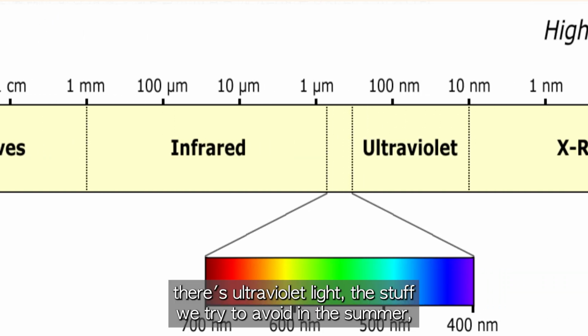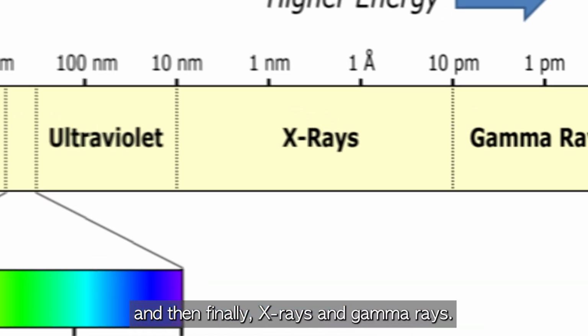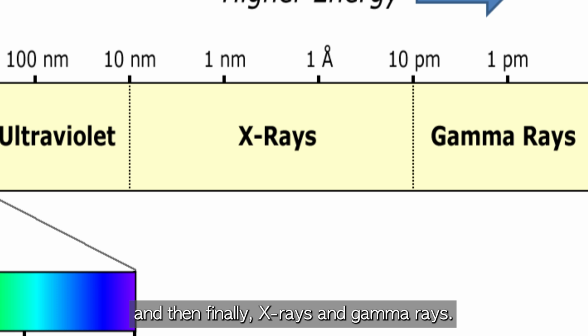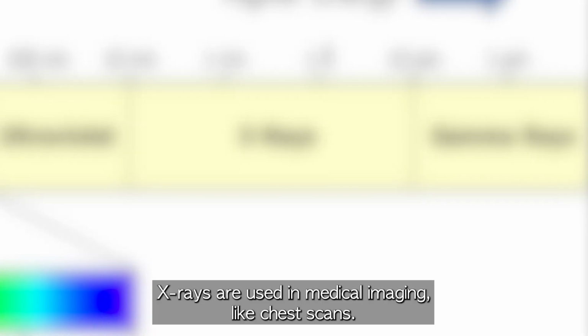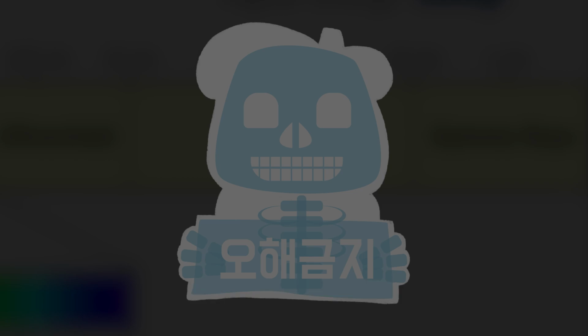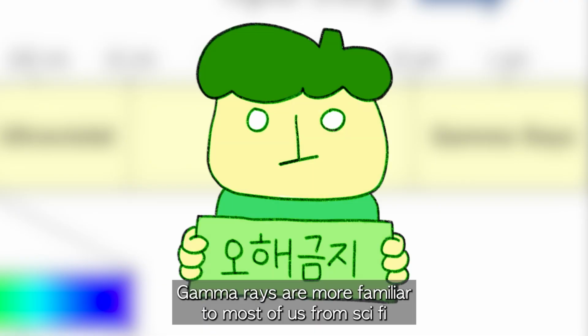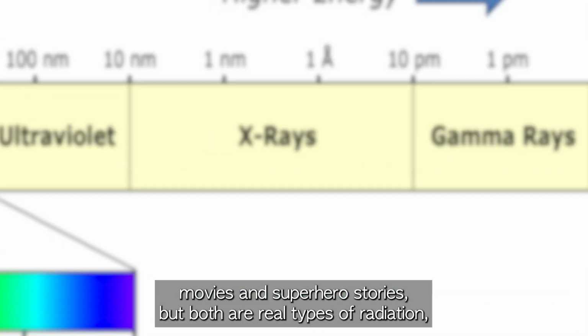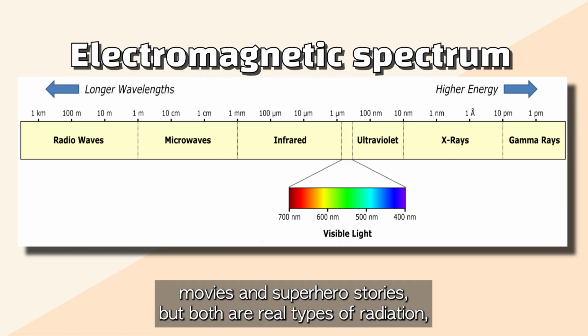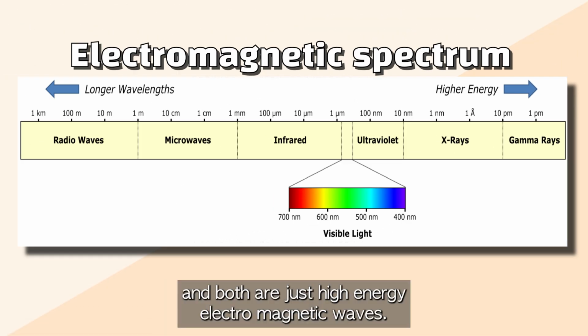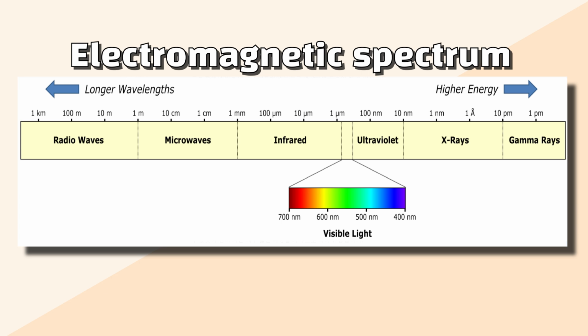On the right, there's ultraviolet light, the stuff we try to avoid in the summer, and then, finally, X-rays and gamma rays. X-rays are used in medical imaging, like chest scans. Gamma rays are more familiar to most of us from sci-fi movies and superhero stories. But both are real types of radiation, and both are just high-energy electromagnetic waves.